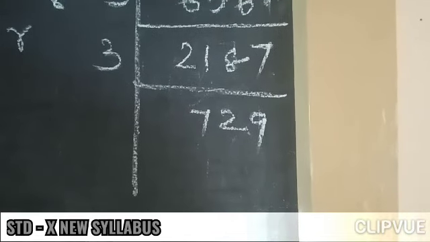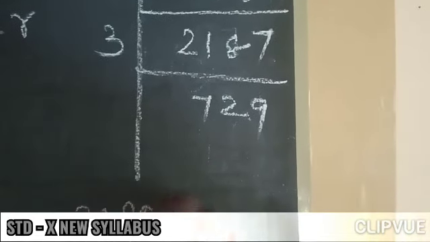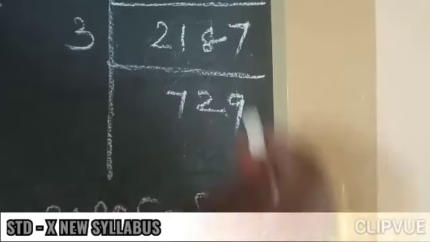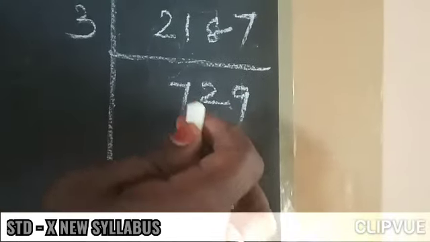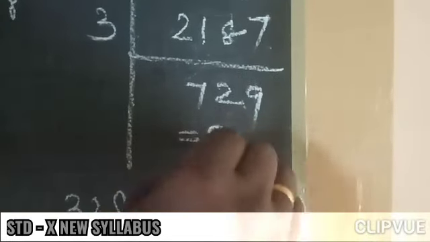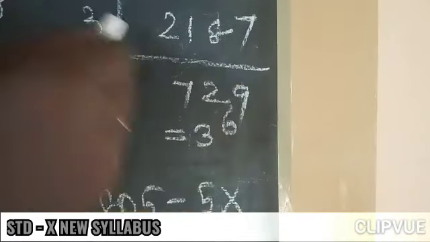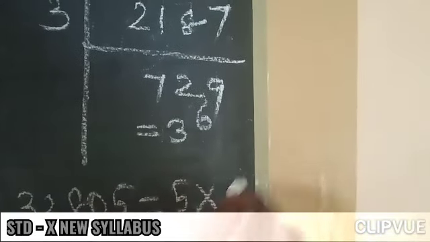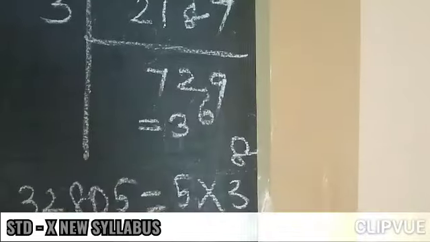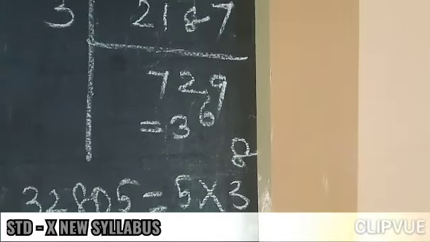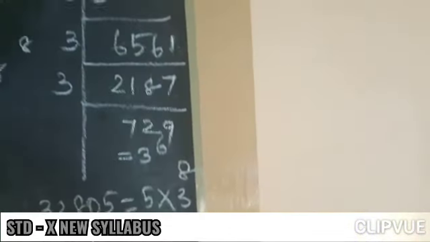So 32805 can be written as 5 into 729, which is 3 power 6 times 3 power 2, so 3 power 8. So 5 into 3 power 8. I hope you understand.